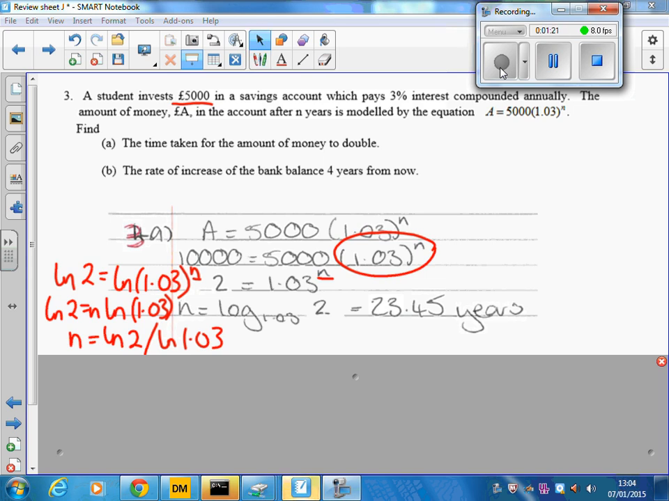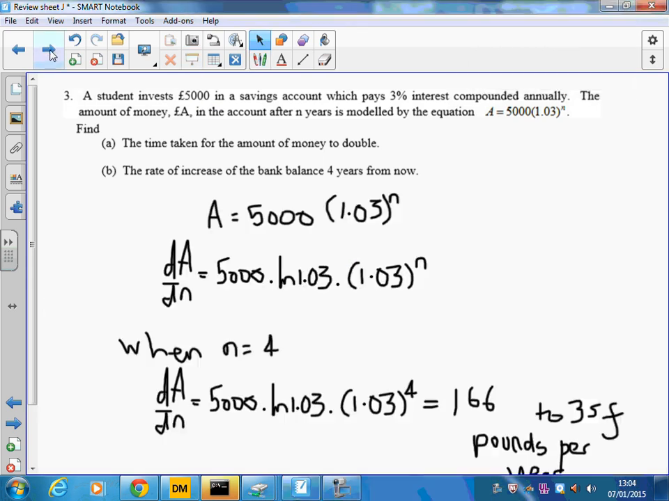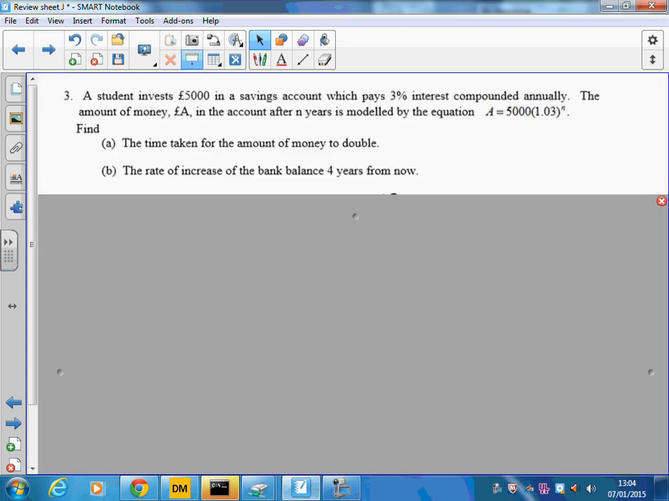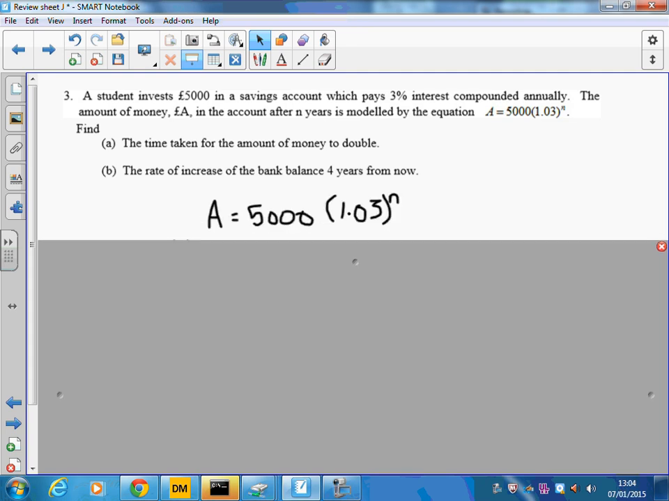Okay, part B wants to know the rate of increase. The rate means that we need to be differentiating with respect to the time, which is n, a number of years. Differentiating the left-hand side, we just get dA by dn. That's not so tricky. Don't worry about the 5,000 for a second.